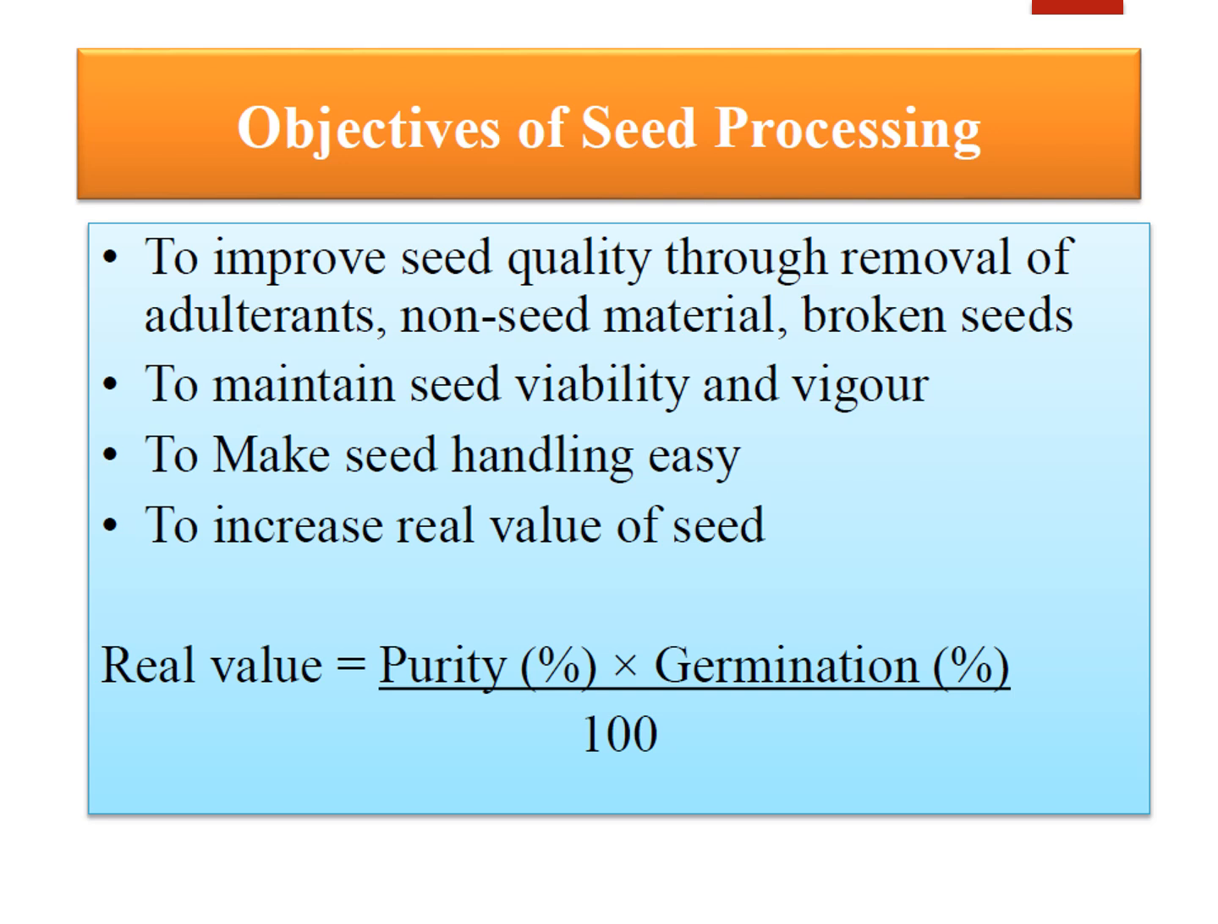Objectives of seed processing. These are the main objectives: to improve seed quality through removal of adulterants, non-seed material, broken seeds; to maintain seed viability and vigor; to make seed handling easy; to increase real value of seed. Real value equals purity percentage times germination percentage divided by 100.